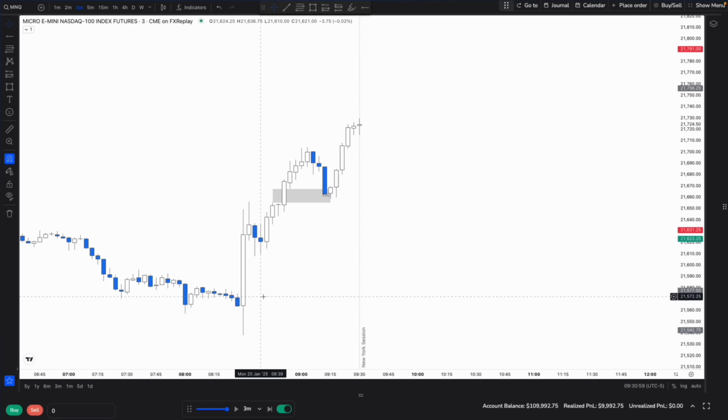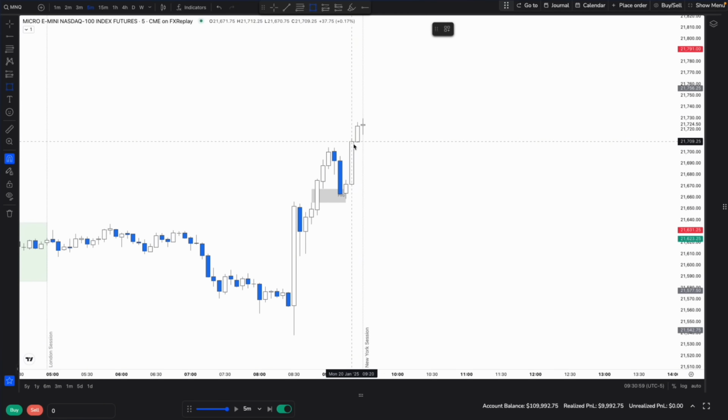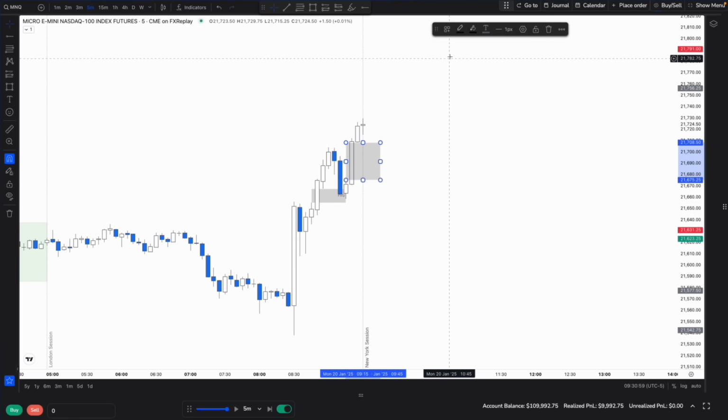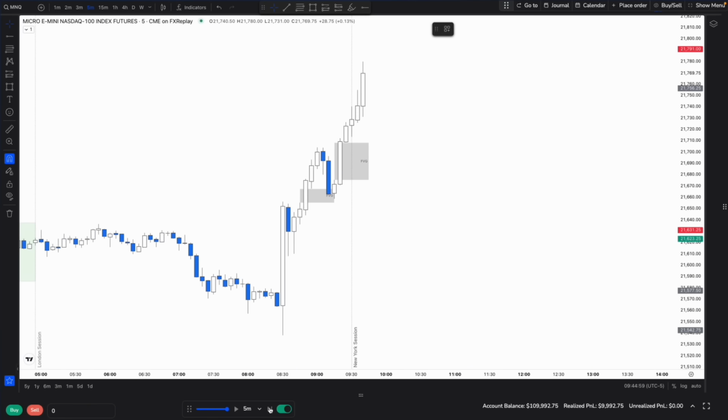So use the high probability times of day, like I've said, 9:30 open, but also 8:30 onwards is high probability if there is high impact news. Make a note of that one. But right now, going into the session, we need to wait for a pullback into this 5-minute fair value gap and then look to see whether we get any entries from there.